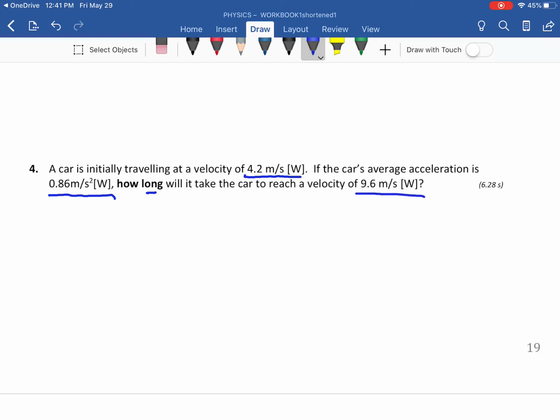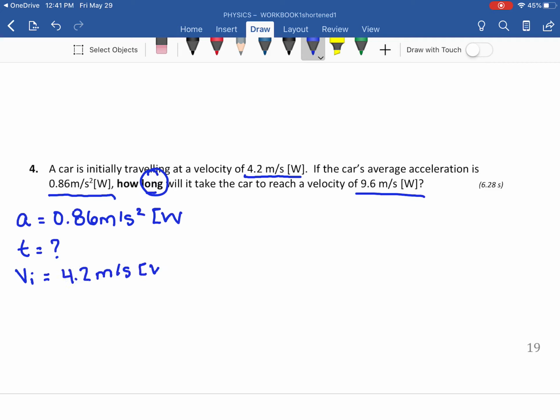I'm going to start by just writing what I know. I know that my acceleration is 0.86 meters per second squared west. I'm solving for how long, which is time, and I have two velocities. In this case, I have a final and an initial velocity. I write my initial as VI, and that is 4.2 meters per second west. And my final velocity, VF, is 9.6 meters per second west.